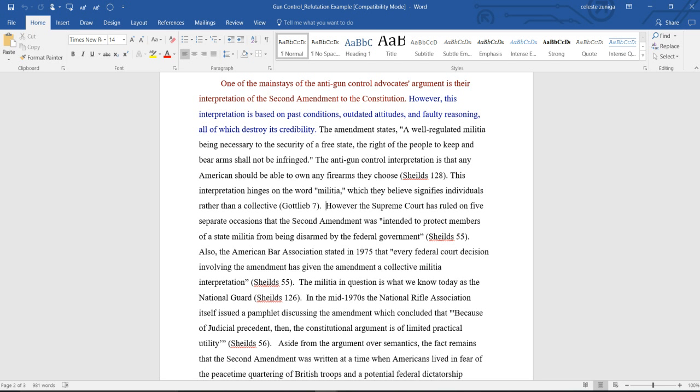In the mid-1970s, the National Rifle Association itself issued a pamphlet discussing the amendment, which concluded that because of the judicial precedent, the constitutional argument is of limited practical utility. This is a great writing. Look at this quote and how this quote goes right into the sentence.